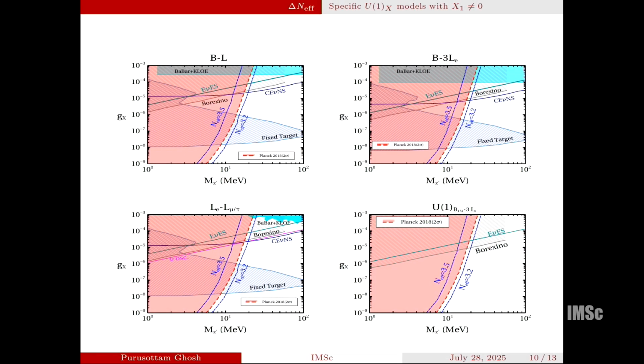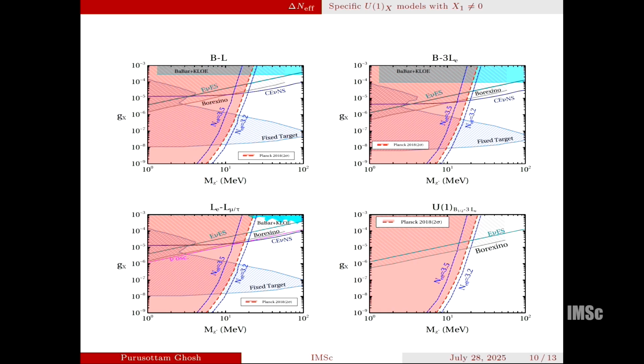So this is the plot. Here we plotted the N effective upper bound in the plane of mz prime mass and the coupling. So this red line is the N effective upper bound from Planck, and this is our point of interest. And the left shaded red region is basically this figure from the Planck data.